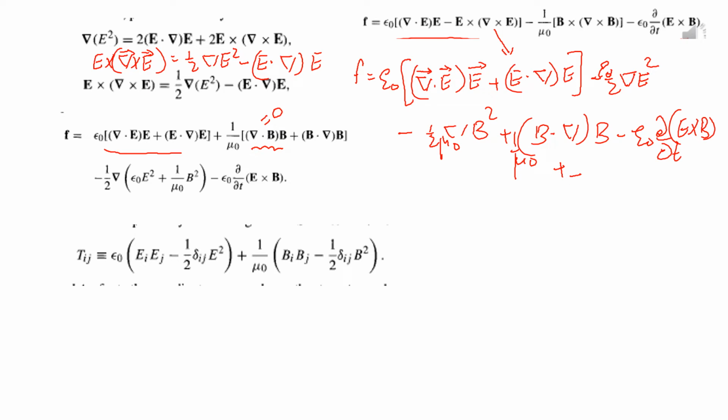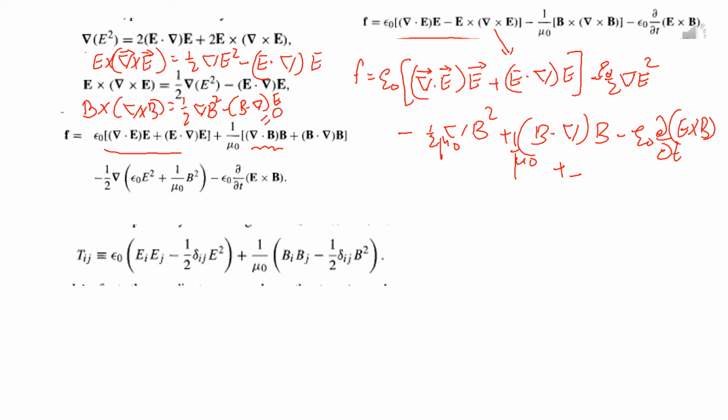Now we are making the force per unit volume expression symmetrical. We are using the product rule. Del of E square is 2 E dot del E plus 2 E cross del cross E. So from that you can write E cross del cross E equal to 1 by 2 del E square minus E dot del times E. Similarly for the magnetic field you can write B cross del cross B equal to 1 by 2 del B square minus B dot del times B.